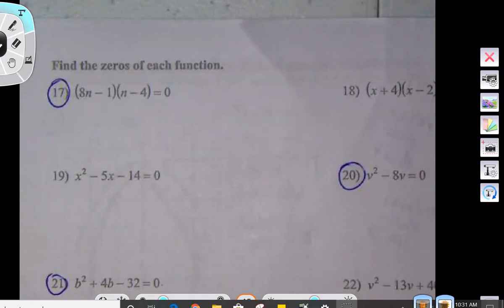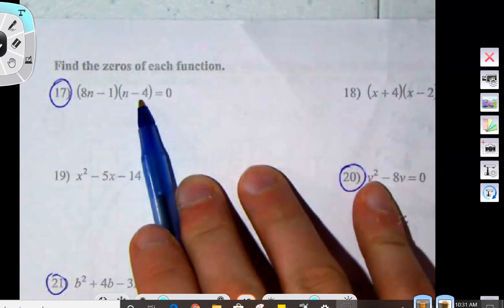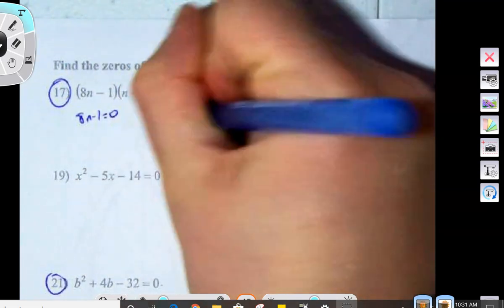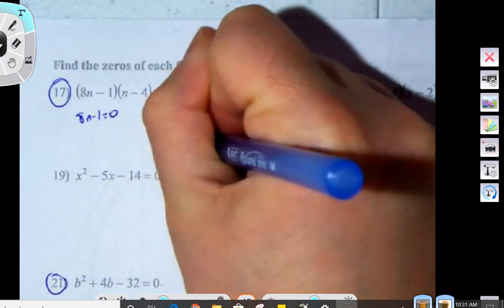All right, so our directions, find the zeros of each function. So that's already in intercept form, that's already in factored form, so we're just going to use zero product property like last chapter. So make sure we're showing our work for this. So this one's easy, just add 4, and n is equal to 4.